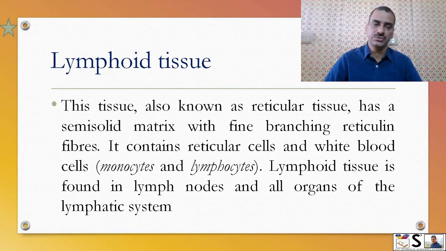Then lymphoid tissue. This tissue, also known as reticular tissue, has semi-solid matrix with fine branching reticulin fibers. It contains reticular cells and white blood cells, that are monocytes and lymphocytes. Lymphoid tissue is found in lymph nodes and all organs of lymphatic system.